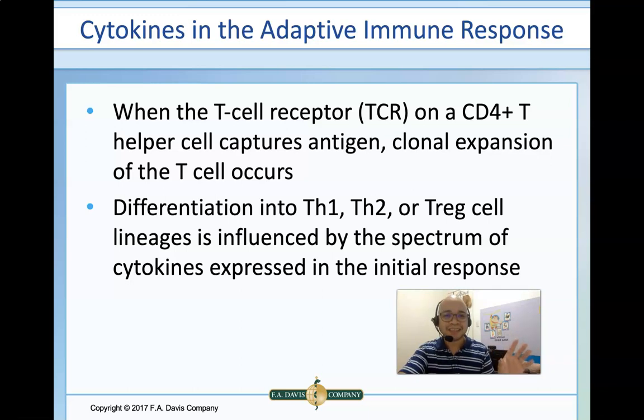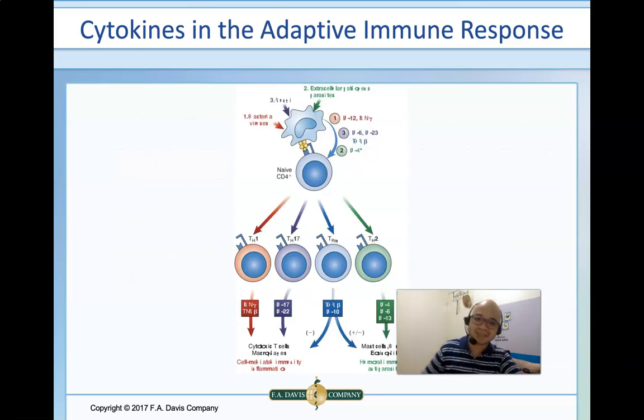Meaning, if a certain T helper cell captures an antigen, that particular T cell will proliferate. The T cells that have proliferated may then differentiate and mature into Th1, Th2, or Treg. So there are three possible choices, three lineages. And this differentiation is influenced by the spectrum of cytokines expressed in the initial response, as shown here.